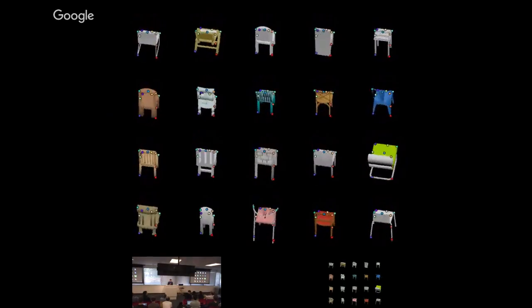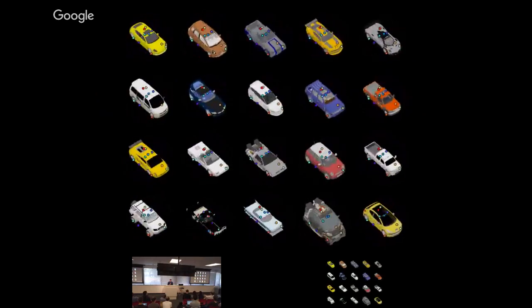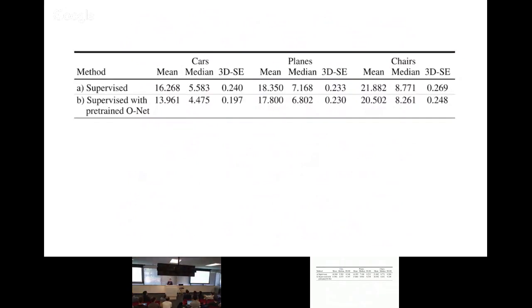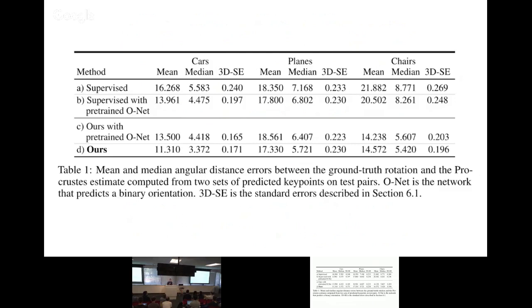So we have some visualizations as well. Maybe you can look at them yourself on the website. But more importantly, what we realize is that if we use a supervised pipeline, in which we ask annotators to annotate key points based on Pascal 3D on these objects, we get these kinds of errors in relative pose estimation. But our pipeline, without using any key point supervision, is able to lower the relative angular distance between the pairs of test objects. That's it.